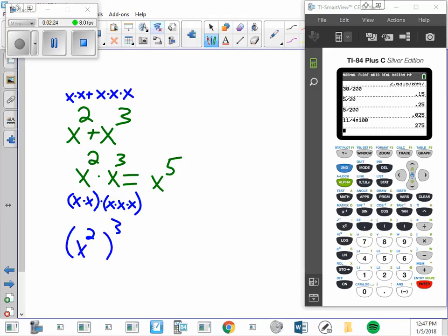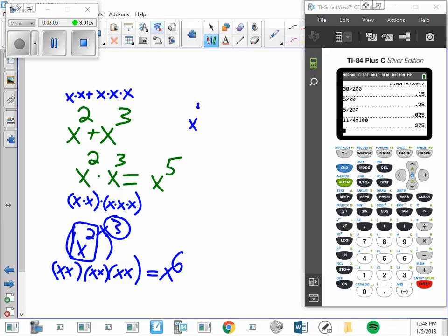How about this? X squared to the 3rd. How do you raise an exponent to an exponent? You multiply. So, essentially, it says we have 3 copies of this. So XX, XX, and XX, which is x to the 6th. So what's the shortcut? If you have an exponent raised to an exponent, you multiply.